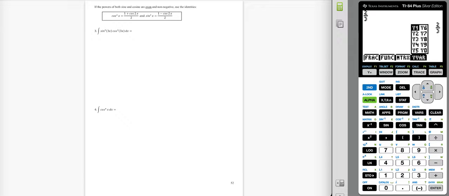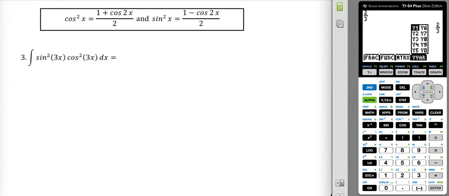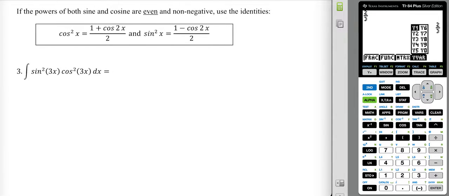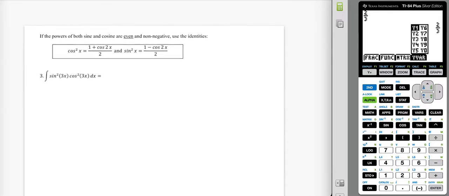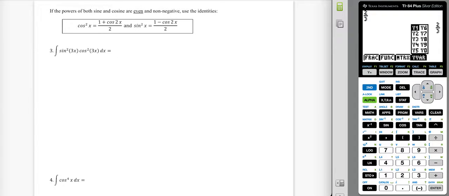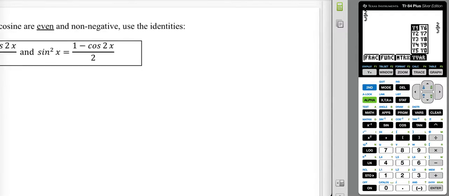Page 52, we're going to work with some of the double angle rules for sine and cosine. Really cosine. It allows us to convert from powers of 2 to powers of 1. So let me just show you really quickly here.